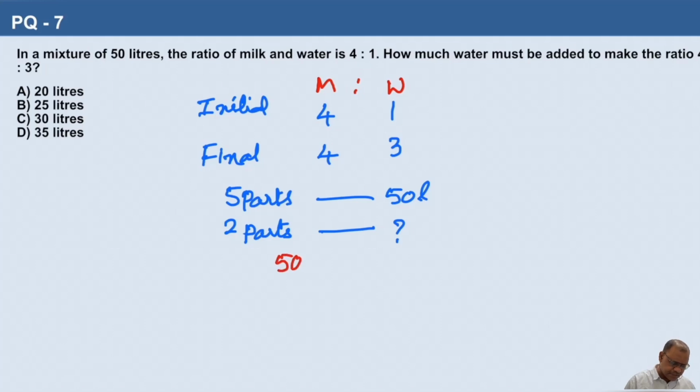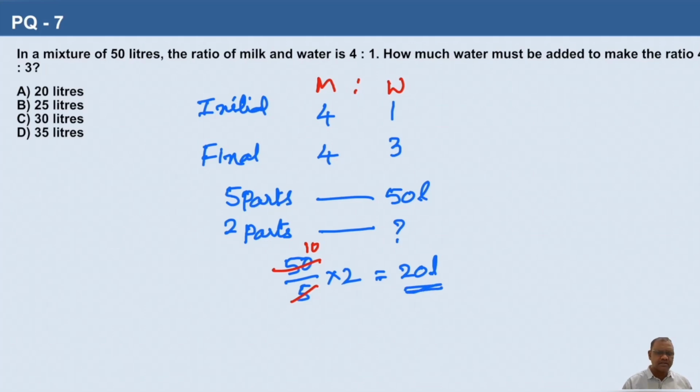That is 50 by 5. 50 by 5 into 2. If you simplify, 5 tenths, 10 into 2, 20 liters. So 20 liters of water is added to make the ratio as 4:3. Correct answer is option A is the right answer.